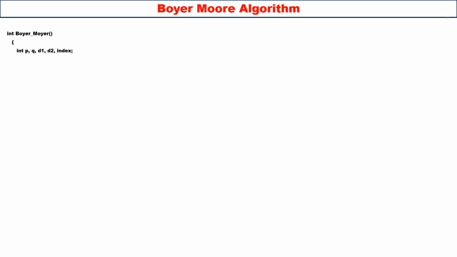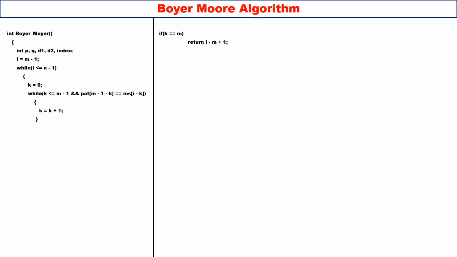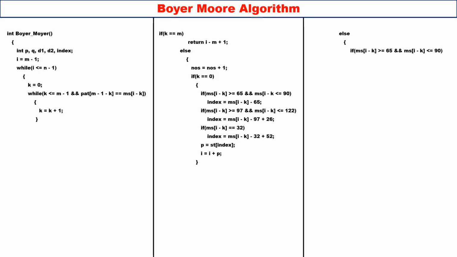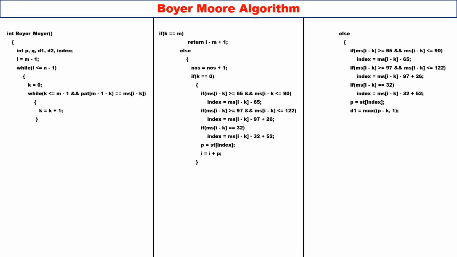Now, Boyer-Moore directly. I is less than or equal to m minus 1. So K is incremented if there is matching. If K is equal to M, we have found the pattern, therefore return. Otherwise, if K is equal to 0, P is equal to the shift table value, and I is equal to I plus P. Otherwise, you have to find out D1, D2. D1 is this, D2 is this, and I is equal to I plus the maximum of D1, D2. That's all. Boyer-Moore function, quite simple, quite straightforward.